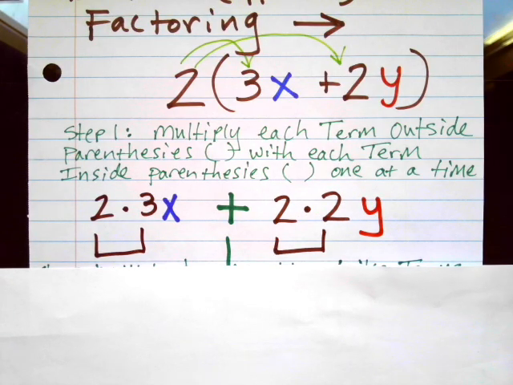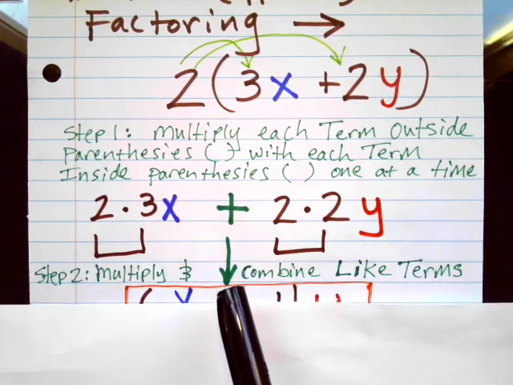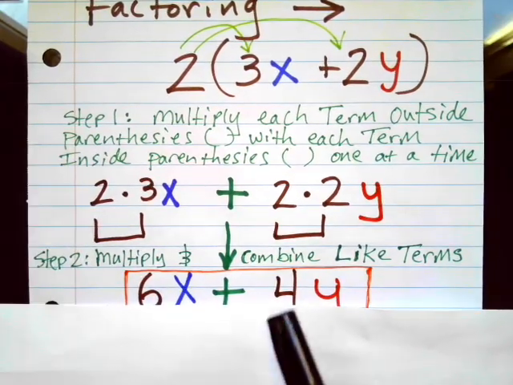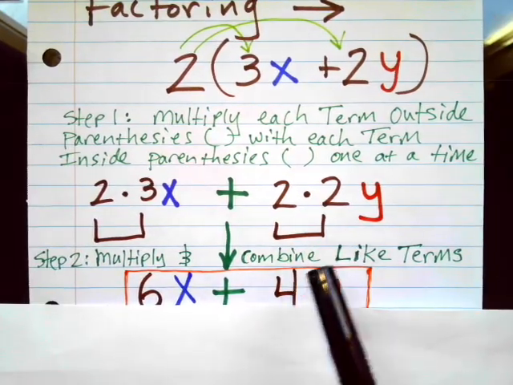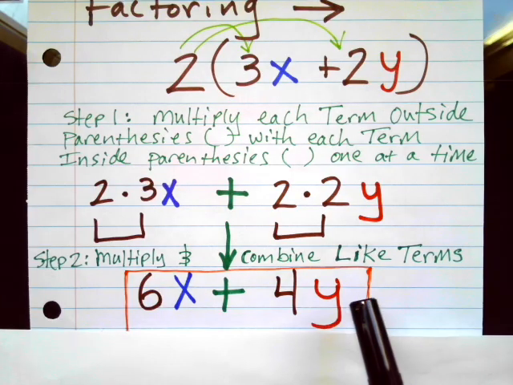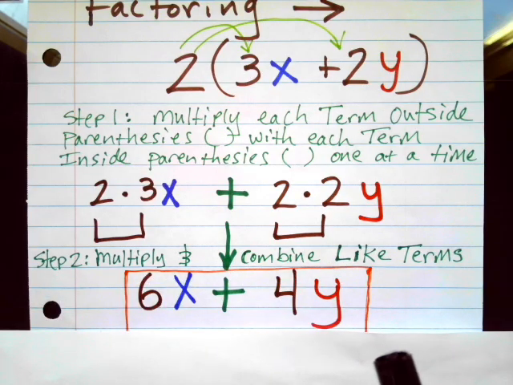All right, let's multiply the 2 times the 3x. We're just going to bring down that plus sign. Raise it up a little bit here. Multiply 2 times 2, which is attached to the y. So 2 times 3 is 6x plus 4y. At this point, you want to combine like terms, but we don't have any like terms.